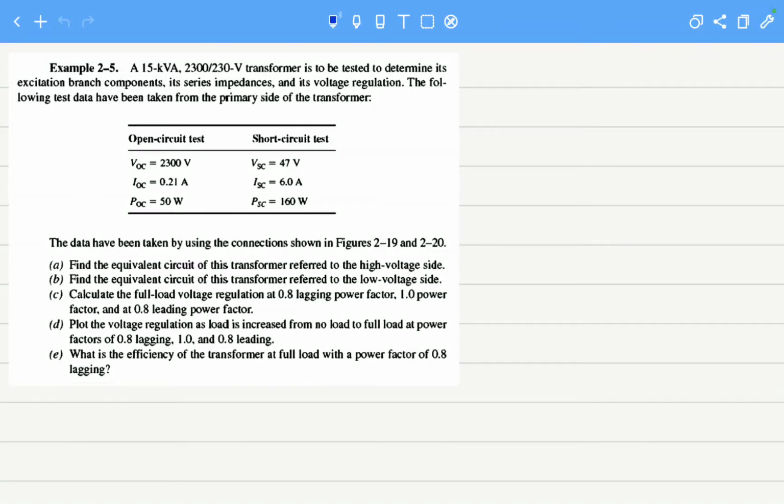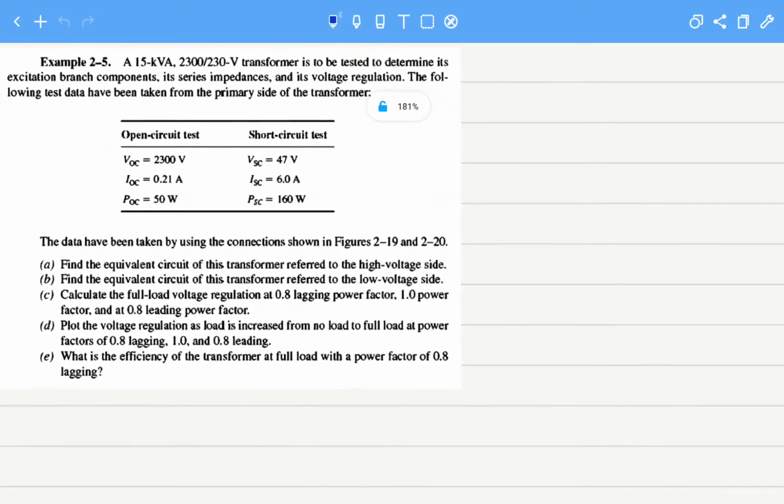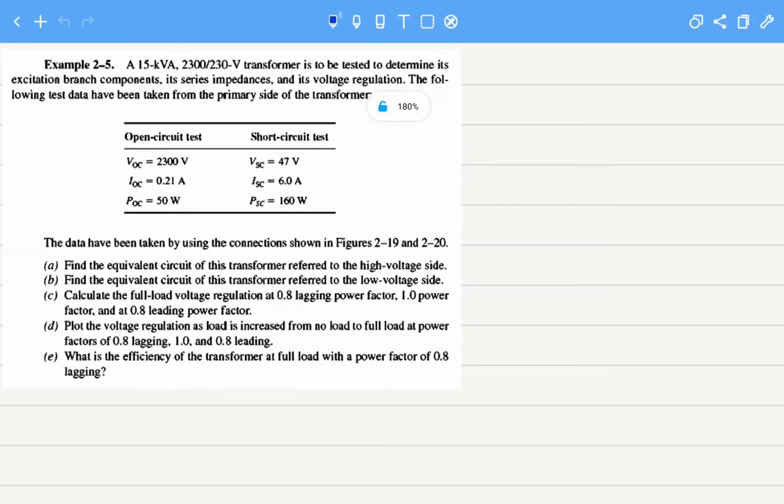Again from the Chapman book, and the last example, it covers many aspects: determining the parameters, equivalent parameters, and also calculating the voltage regulation, and also drawing the plots, the phasor diagrams, and then finally we have to calculate the efficiency of the transformer.